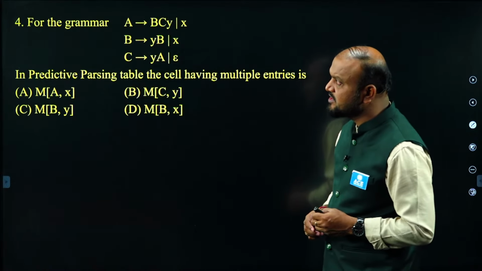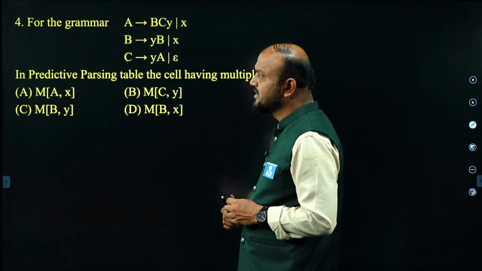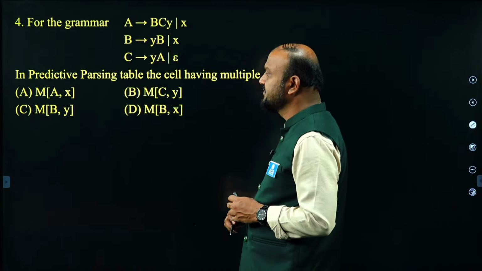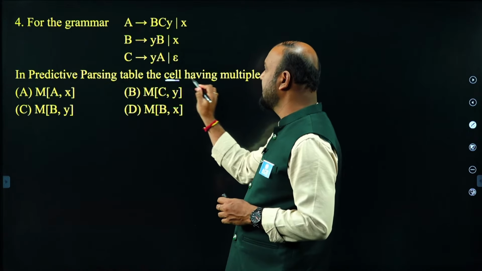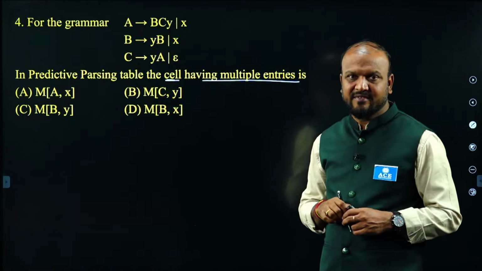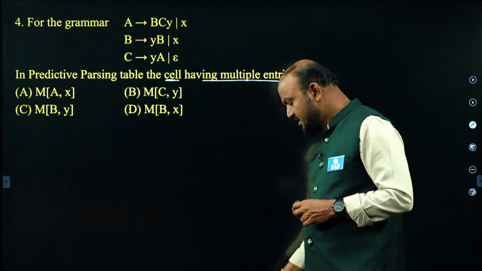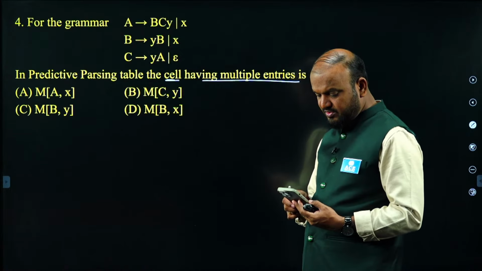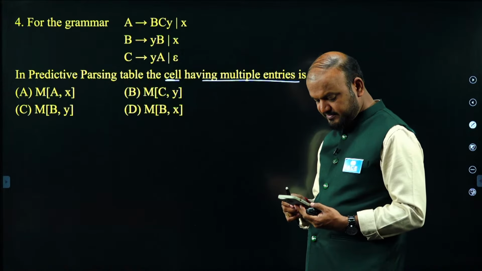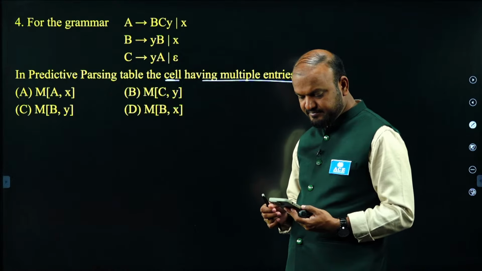Here you can see a question. For the grammar given, in the predictive parse table, the cell having multiple entries is, which cell is having multiple entries, which entry is defined multiply. Just try to understand and answer it. Take a minute.